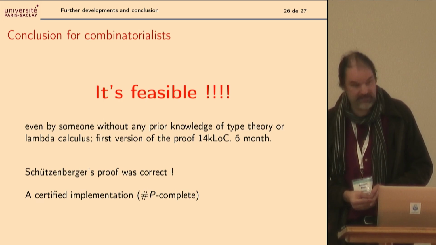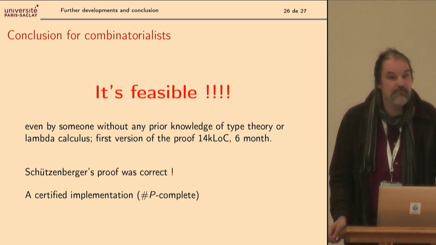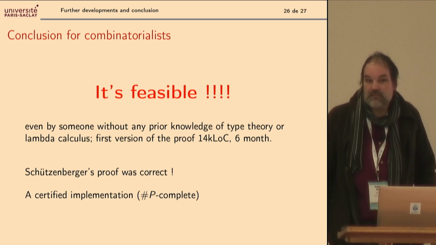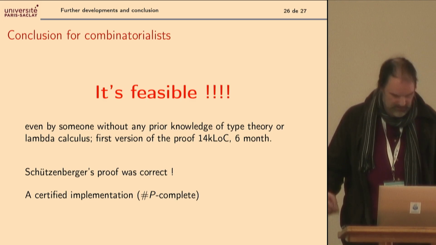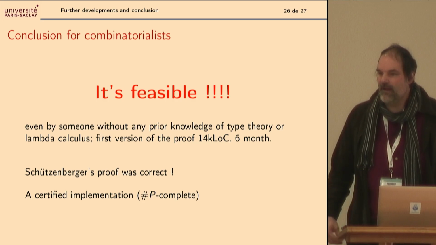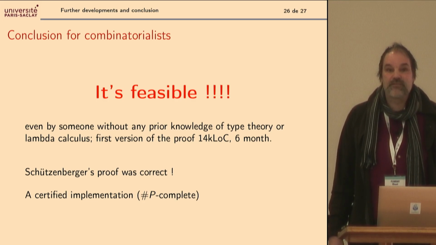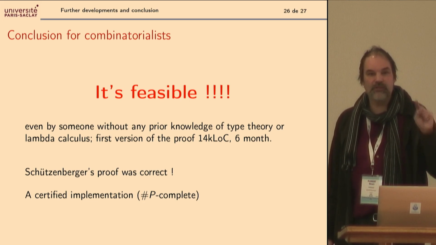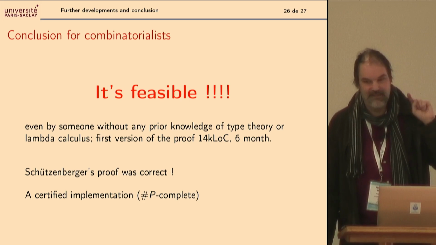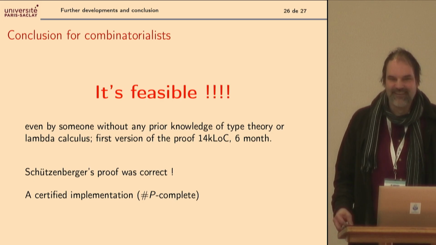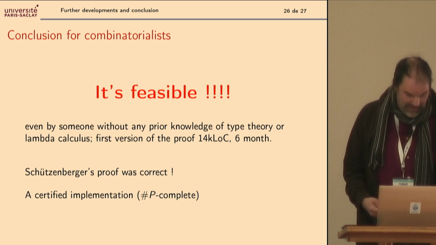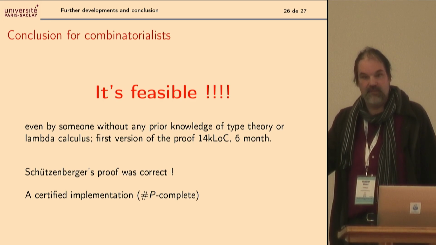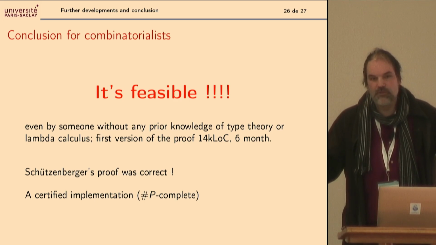So, conclusion for combinatorial lists. First, it's feasible, which was not at all obvious when I started that. In particular, it was my first development in Coq, so it took quite a lot of time, 6 months of my time. And it proved that Schutzenberger's proof, the one which was published in 1977, was correct. And not all my colleagues were convinced that this proof was correct. So also for that, I get a certified implementation. So now I can compute those numbers, even in Coq itself, and get numbers as large as a few thousand in Coq.